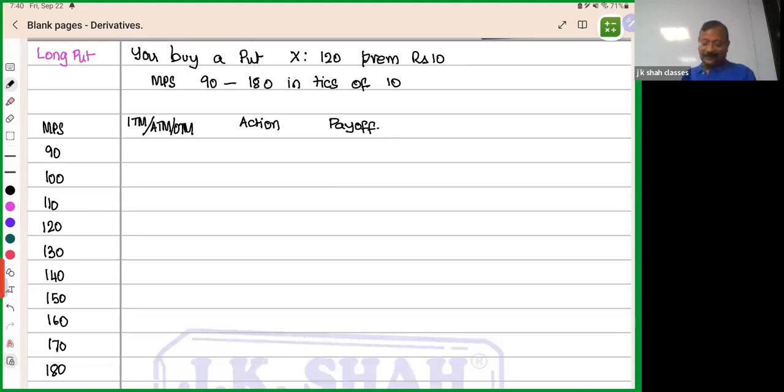Now, at 90, is this option in the money, at the money, or out of the money? The right to sell at, understand, you've got a right to sell at 120, right? So the right to sell at 120 when the market price is 90, is it in the money, at the money, or out of the money? It's in the money.